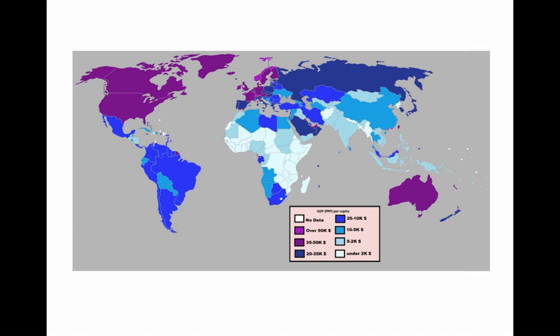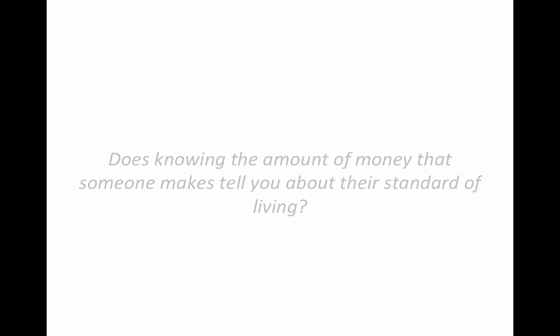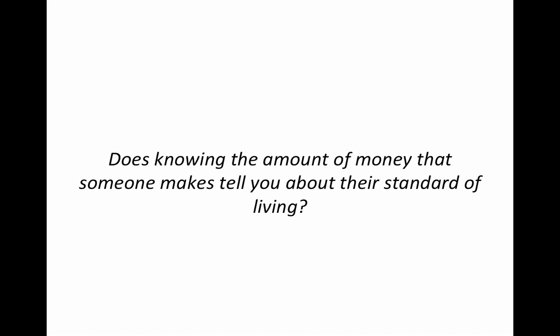But here's a question. Does knowing the amount of money that someone makes tell you about their standard of living? Some would say that money is the most important factor. When you have a high income, you're able to meet all of your basic needs and have lots of luxuries on the side. When you have a very low income, you are not able to meet your basic needs. It is hard to imagine a very high standard of living for someone without access to education and whose children are dying before the age of 5.